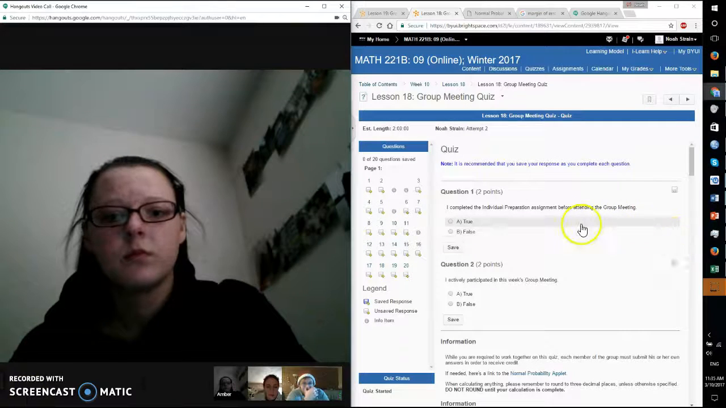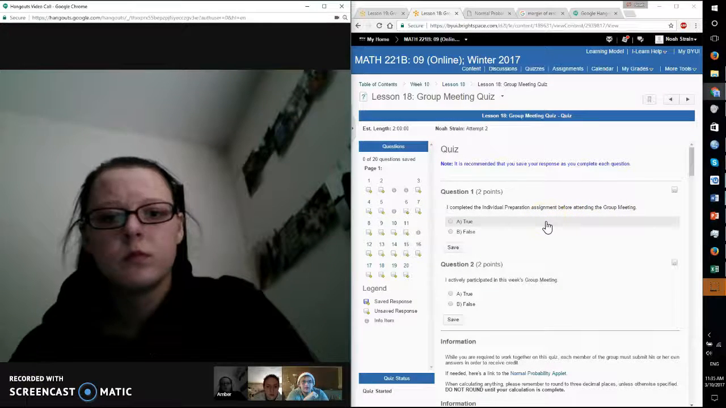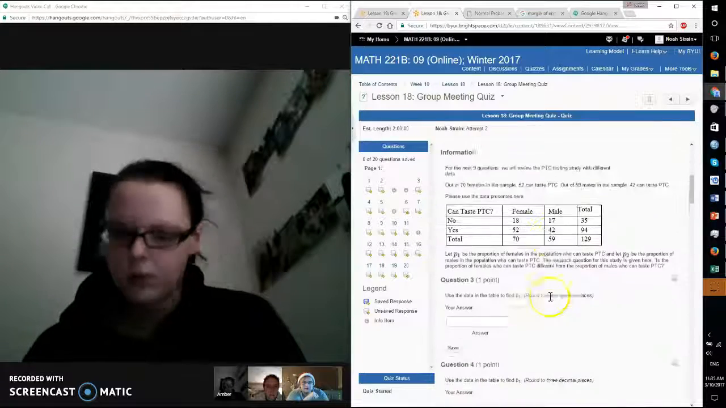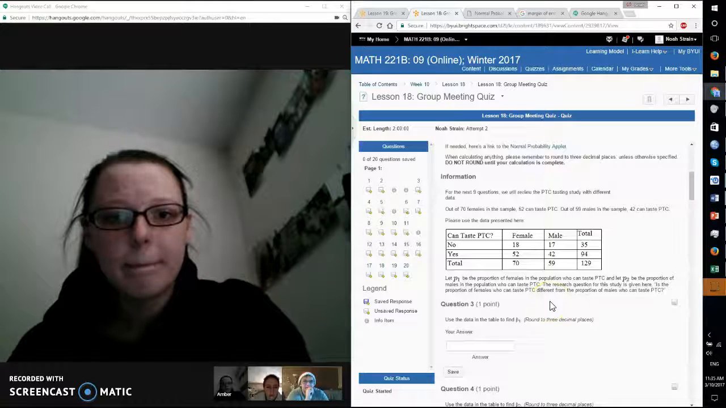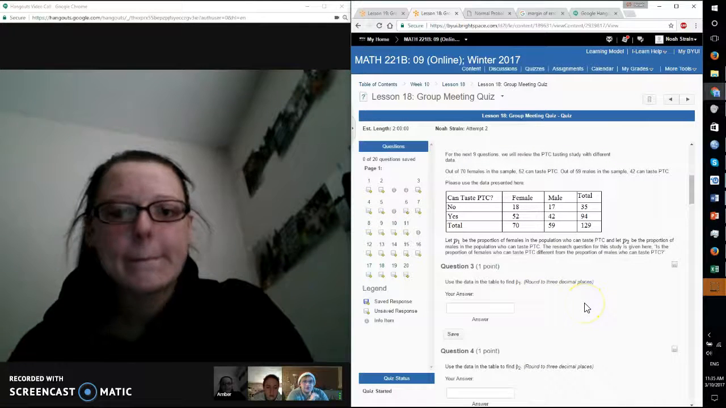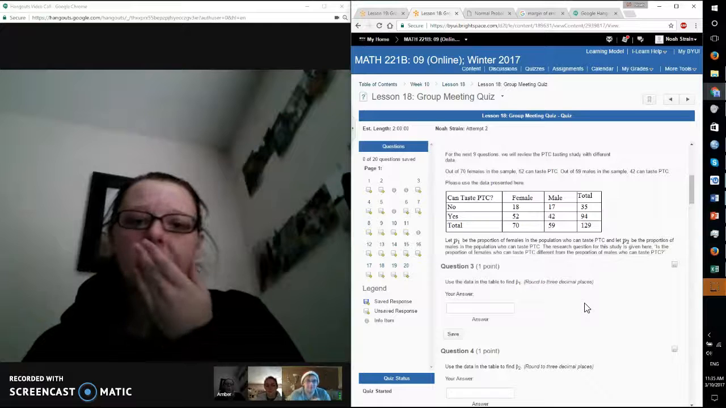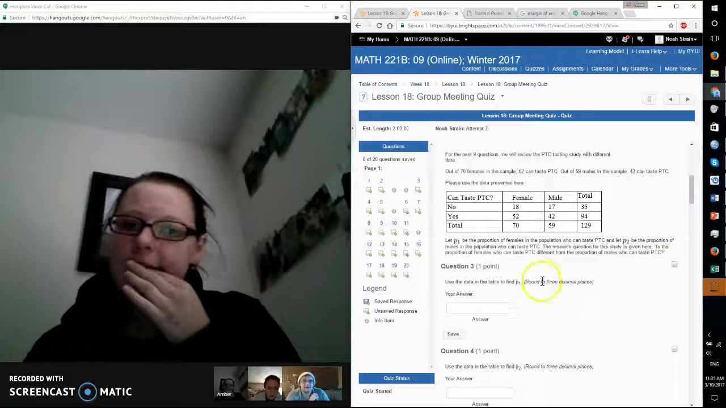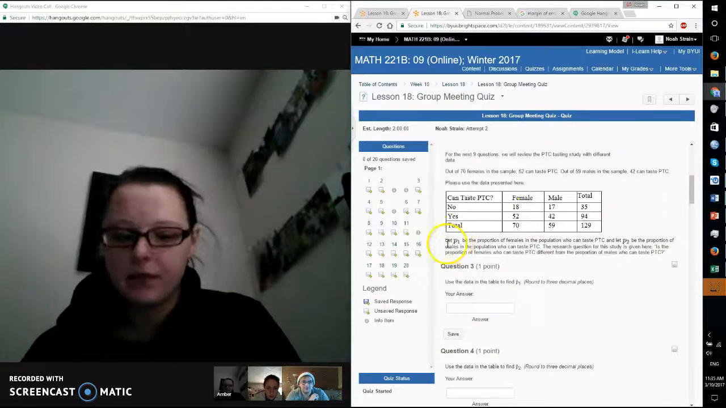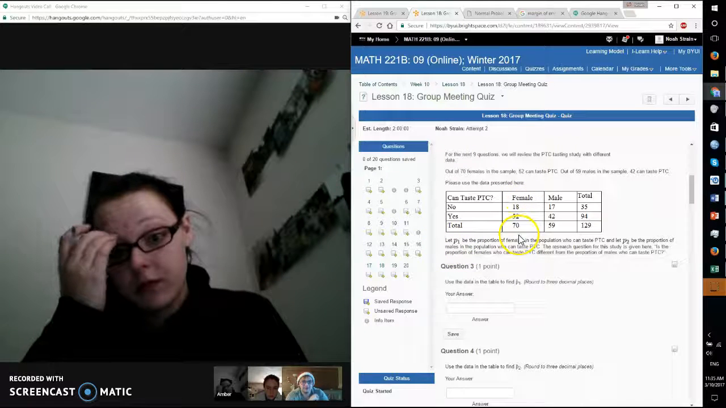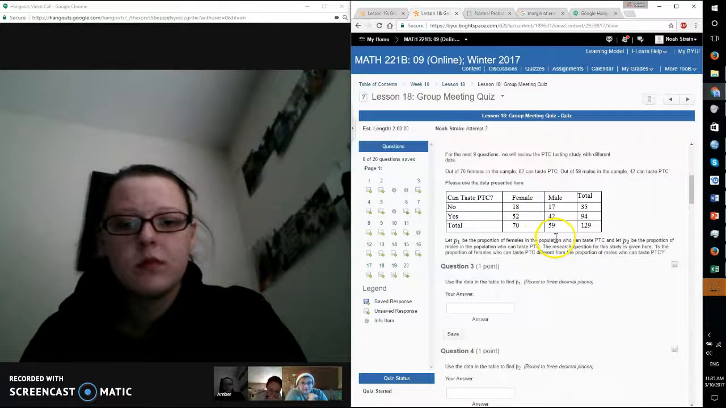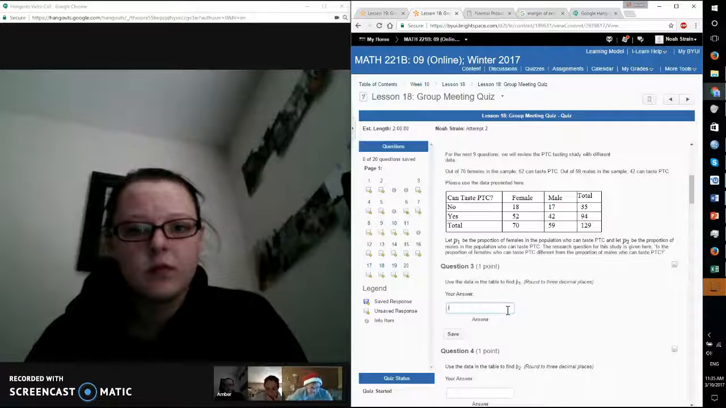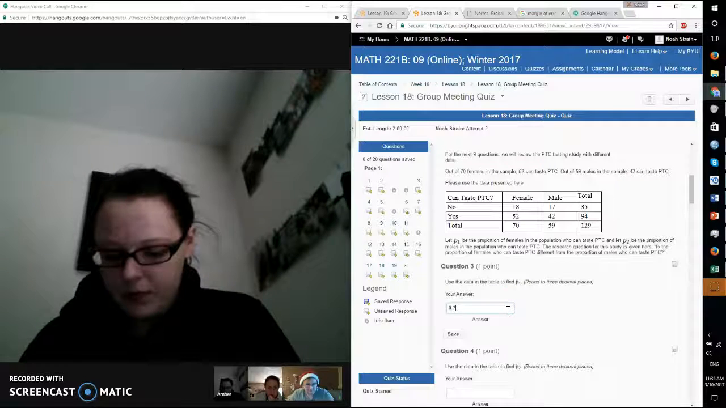Alright, so this week for lesson 18 for our group problems, we got the following answers. For number 3, it says use the data in the table to find p hat 1. And so we know from the information that P1 will be the females, and that we're looking for those who can taste PTC. So that would be 52 out of 70, which comes to 0.743.